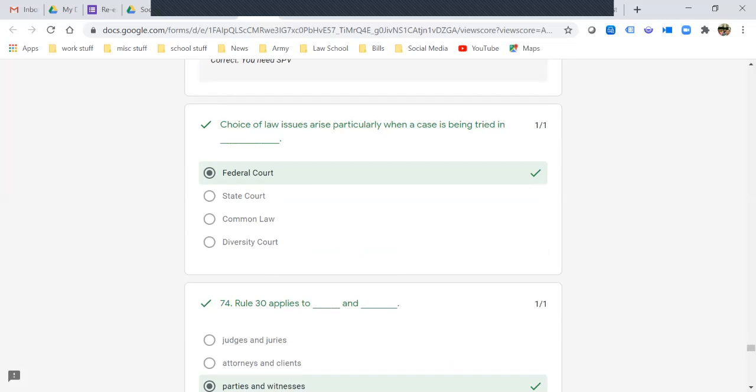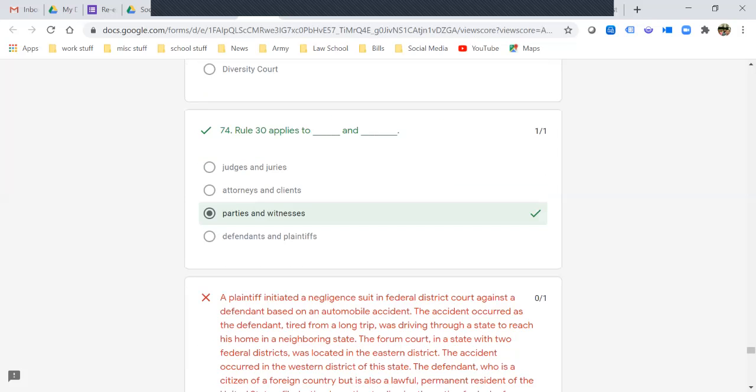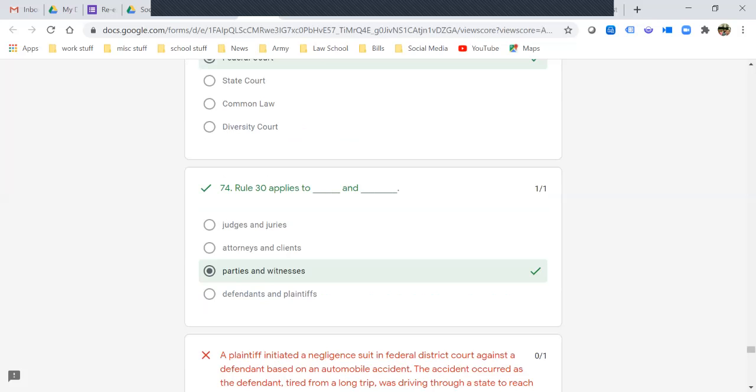Choice of law issues arise, particularly when a case is being tried in federal court. That's right, because sometimes you have to decide what state law you need to use. Rule 30 applies to parties and witnesses.